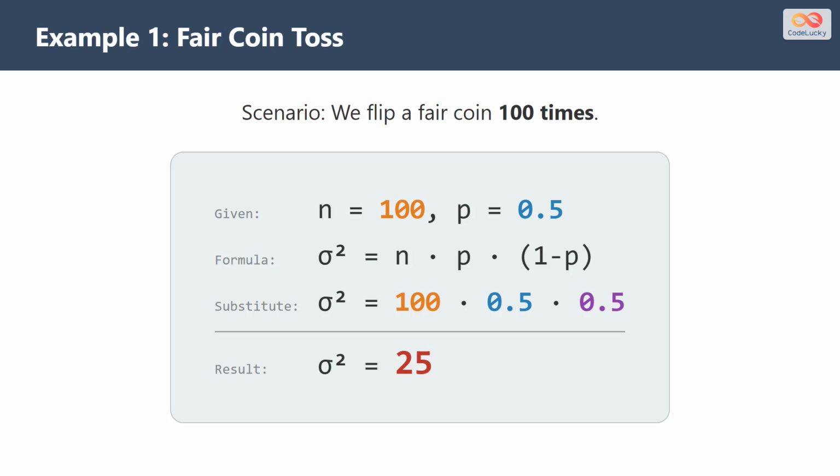Let us look at a concrete example. Suppose we flip a fair coin 100 times. Here, n is 100 and p is 0.5. Plugging these into our formula, we multiply 100 by 0.5 and then by 0.5 again. The result is 25. This is the variance of the number of heads we expect to see.